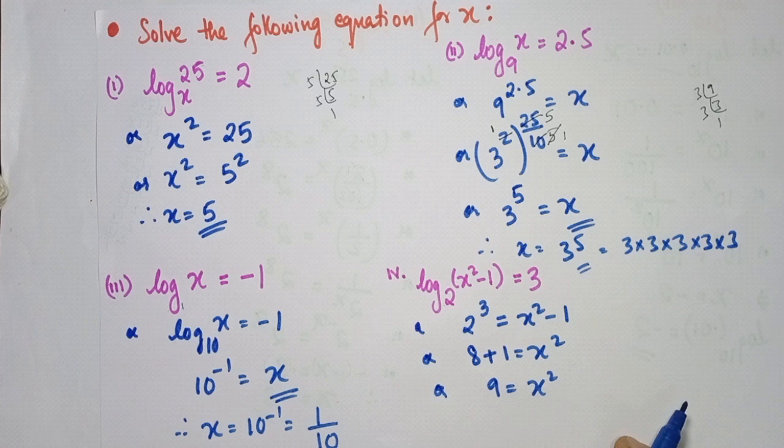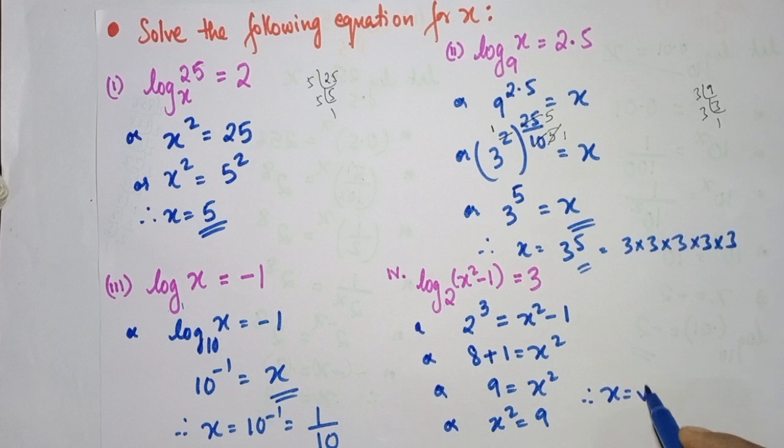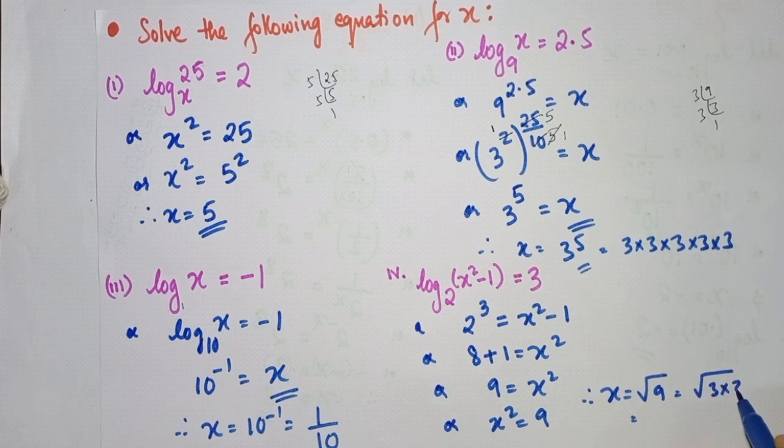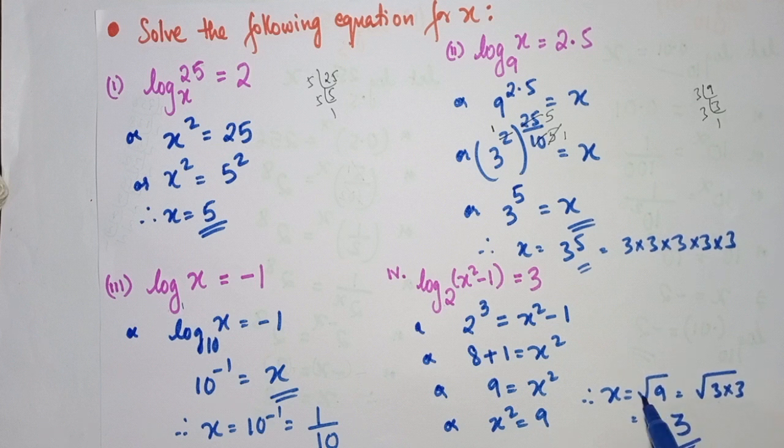So now what you have to do is take the root on both sides. This will be x square equals 9. Therefore I can write x equals the square root of 9. So under root 9 means 3 into 3. 3 into 3 means 2 3s, so only 1 will come out. So we can write plus and minus. I have already told you, whenever a number comes out from the square root, we have to write plus also and minus also. So I got the answer.